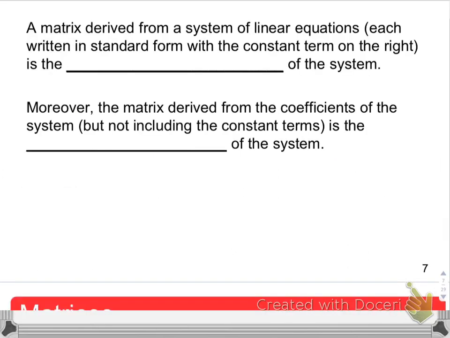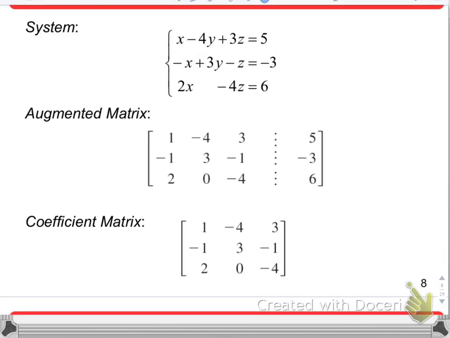Okay, a matrix derived from a system of linear equations, each written in standard form with the constant term on the right, is the augmented matrix. When we look at an example, this will make more sense. Moreover, the matrix derived from just the coefficients of the system, not including the constant terms, we call the coefficient matrix of the system.